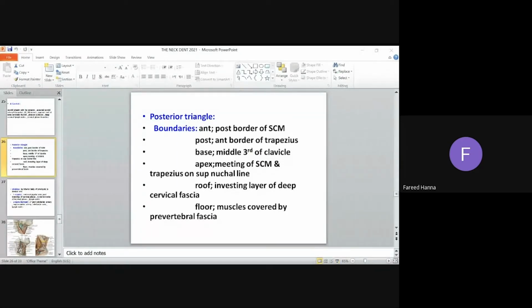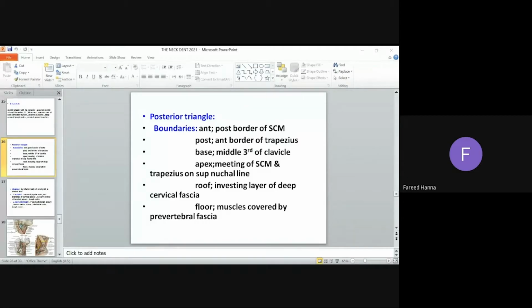So the posterior triangle, boundaries, as we said: anteriorly the posterior border of sternocleidomastoid, posteriorly the anterior border of trapezius, and the base of it is the middle third of the clavicle. The apex is the meeting point of sternocleidomastoid and trapezius on the superior nuchal line. It's covered with the investing layer of deep cervical fascia. The floor is formed by the prevertebral fascia covering the prevertebral muscles.